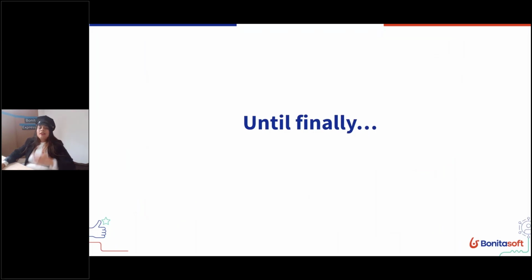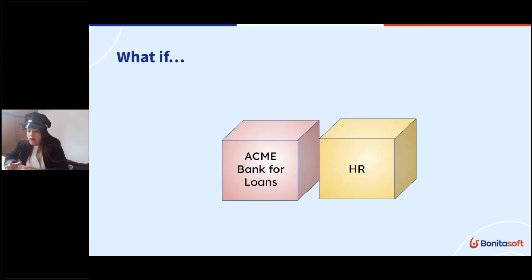So what if we really thought of these two applications as two entities represented this way? The pink one, Acme Bank for loans, and the yellow one for human resources. Maybe this image makes you think of something. Well, I did this image thinking of something, so maybe if that brings something to your head, you can put it on the panel.